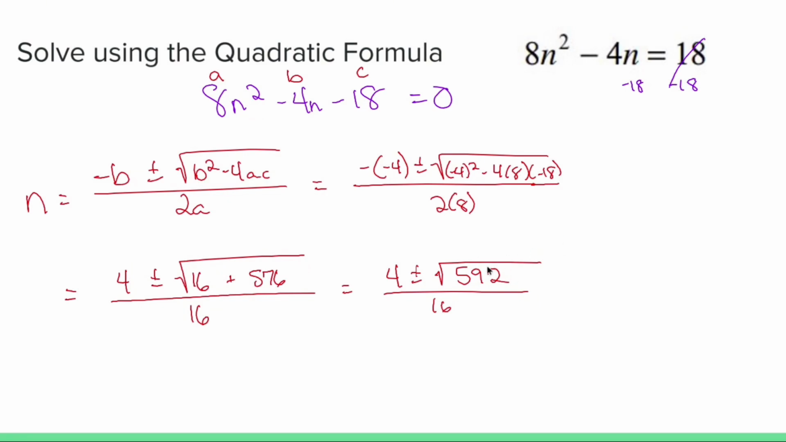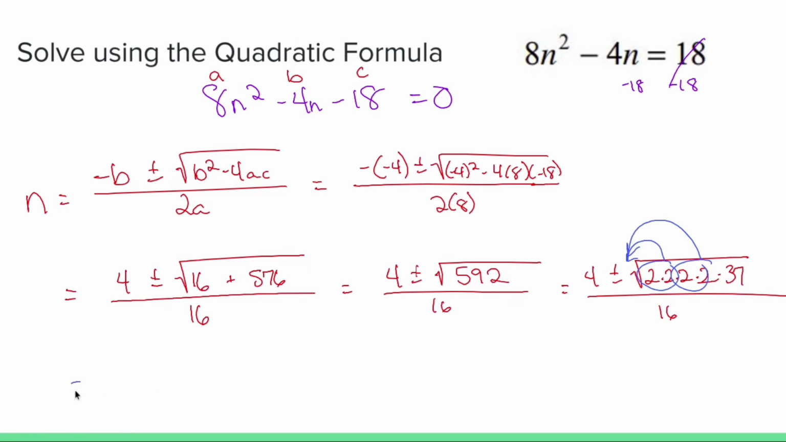Now the prime factorization of 592 is this. If you were to make a factor tree out of this, you would get 2 times 2 times 2 times 2 times, what was the other? 37. All over 16. Whenever you take the square root, you pull out groups of 2. So I'm going to pull out 1, 2, and pull out another 2. And that leaves me with 4 plus or minus 2 times 2, which is 4, square root of 37. That's going to be all over 16.